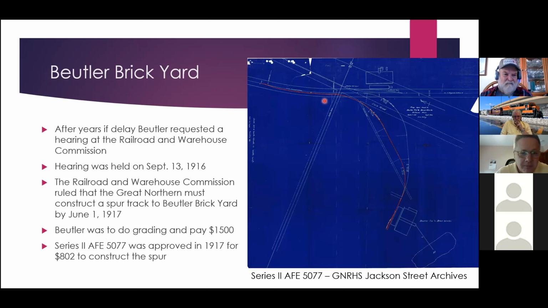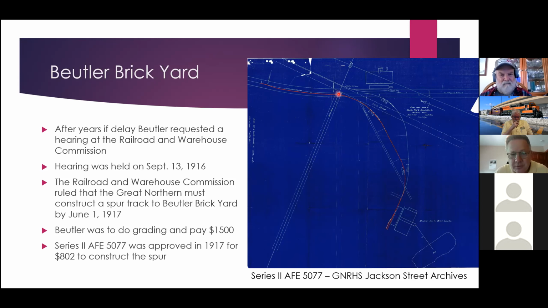After years of going back and forth and delay, Butler actually requested a hearing at the Railroad and Warehouse Commission. On September 13th, 1916, a formal hearing was held with lawyers from both sides representing their clients. The Railroad and Warehouse Commission ruled that the GN must construct a spur track by no later than June 1st, 1917. Butler was supposed to do the grading, which he'd offered to do in the first place, and pay $1,500. They approved an AFE to create the spur.